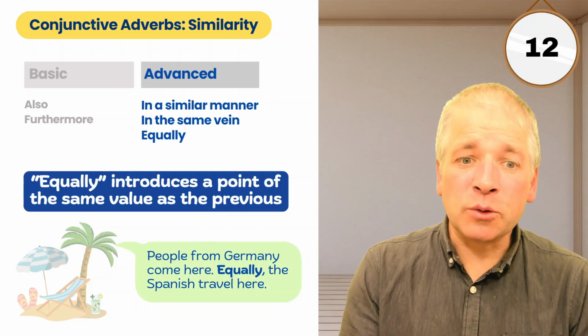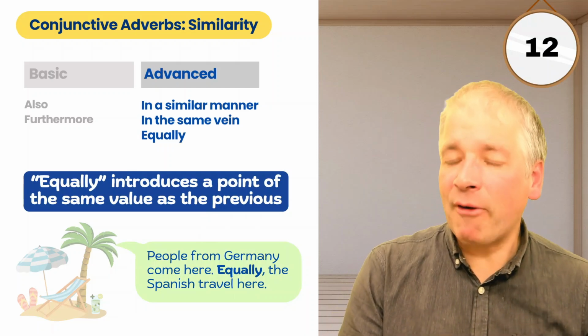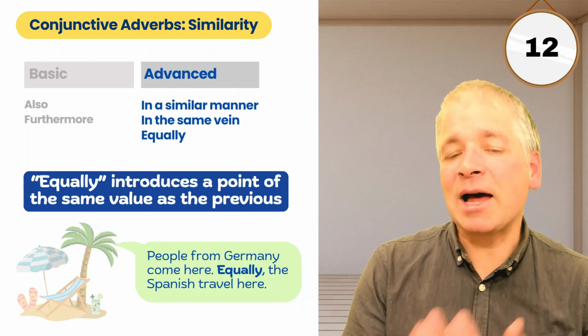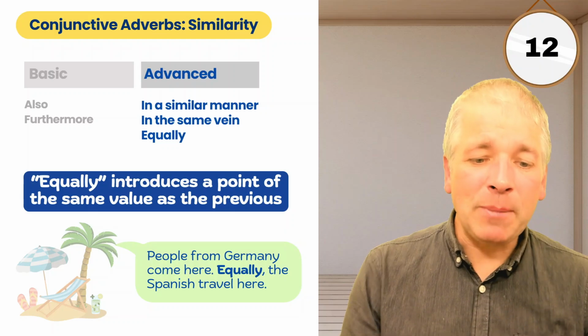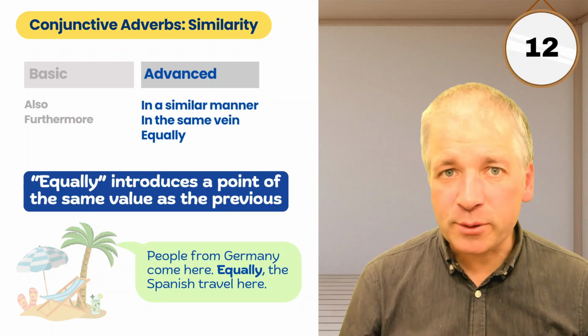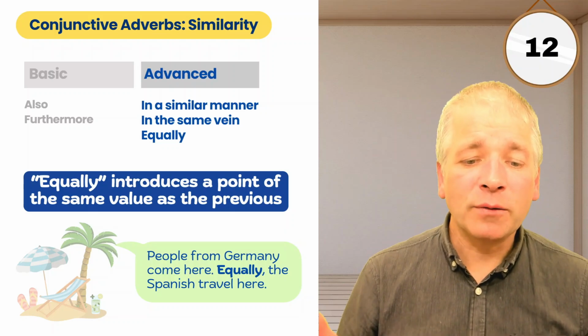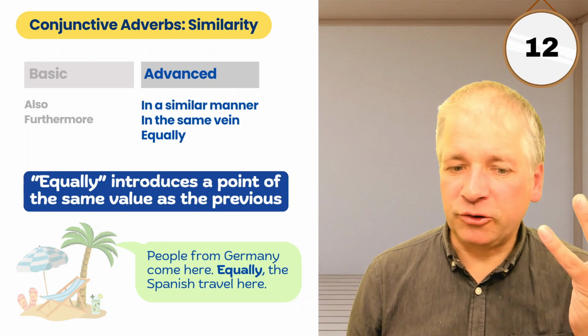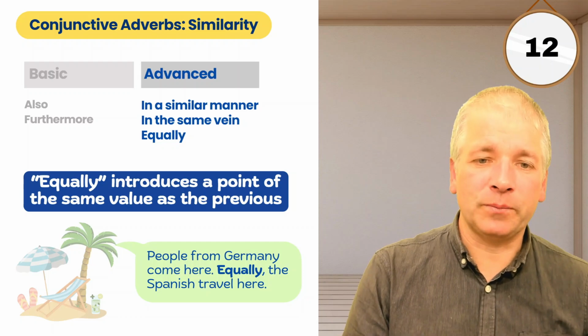Equally is also used as a conjunctive adverb of similarity. It introduces a point of the same value as the previous. People from Germany come here. Equally, the Spanish travel here. So there's a similarity between what the Germans and the Spanish do.